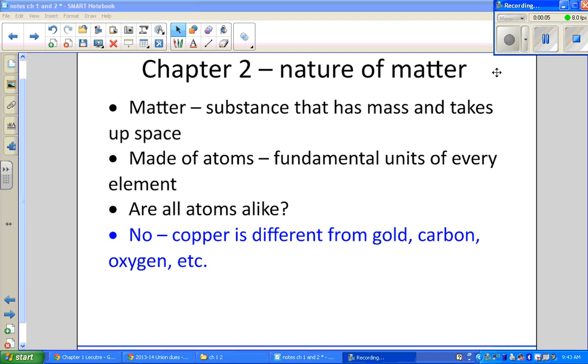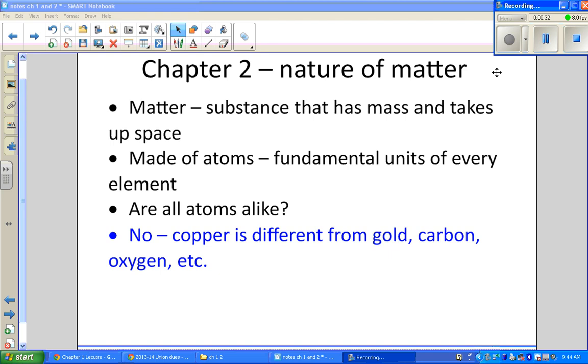Okay, this is Chapter 2, Notes. Actually, this is the first part of Chapter 2, which deals with the nature of matter. So we talked about earlier that chemistry is the study of materials and the changes it undergoes. Well, that material is called matter on the most basic level. And matter is something that has mass and takes up space, which should be a review from physical science.